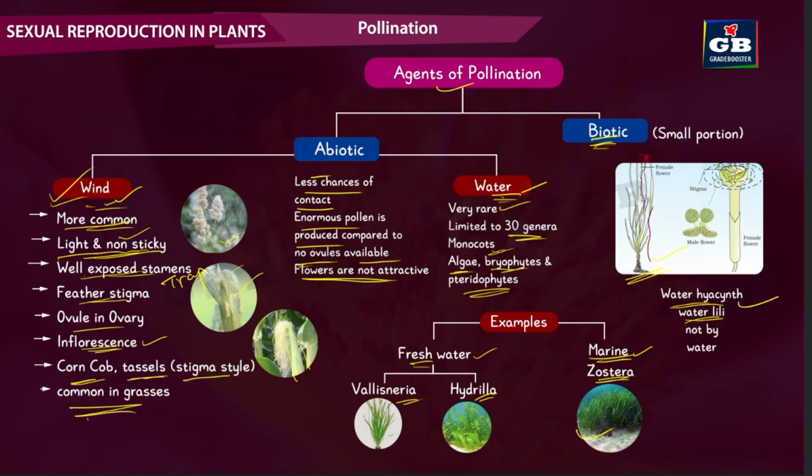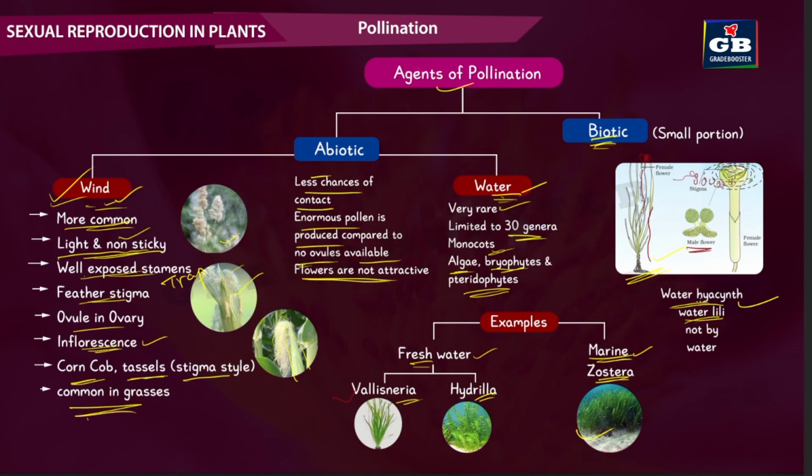So the female flower comes to the surface of the water, and the male flowers or pollen grains travel on the surface of the water and reach the female flower. So in some cases of water pollination, it is done on the surface. Example, Vallisneria, surface of the water, not inside the water.